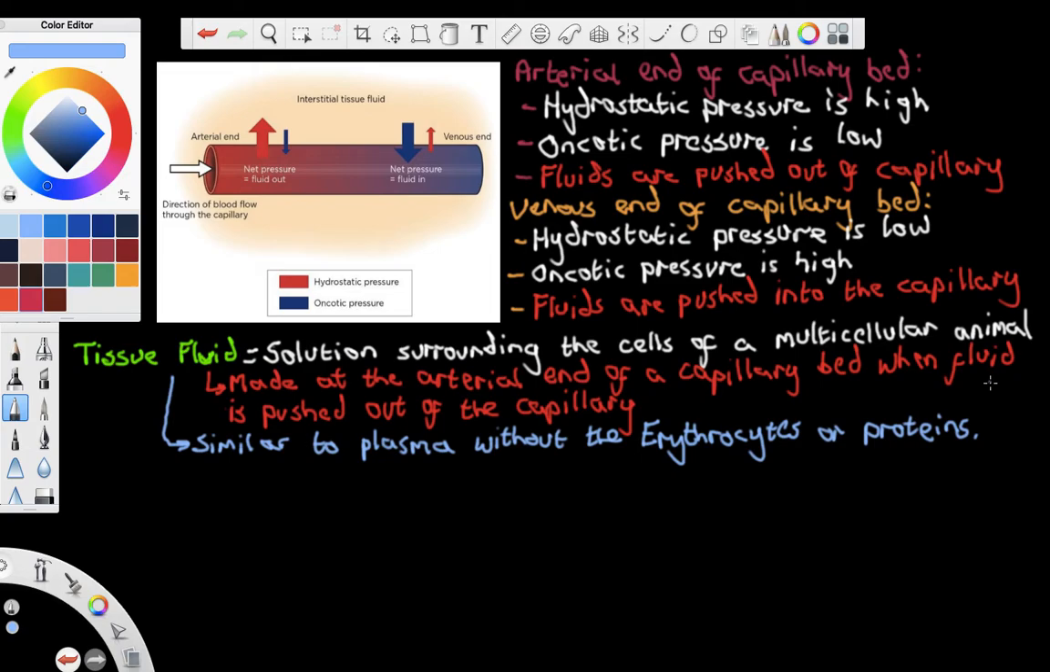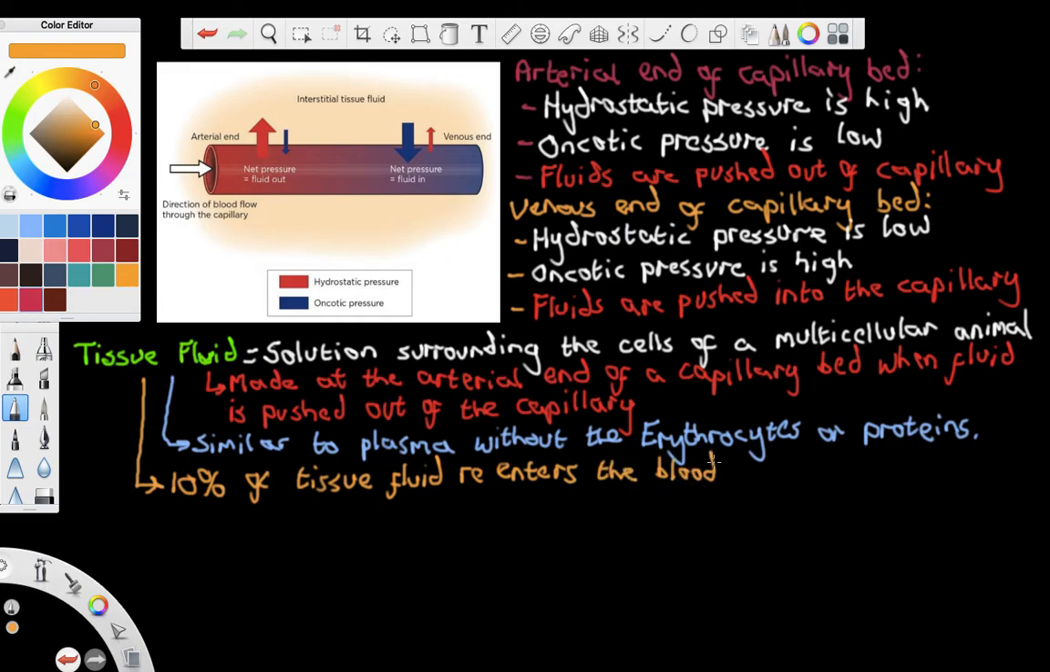Now, a lot of this fluid returns back to the capillary. So at the venous end of the capillary, when oncotic pressure is high, most of this fluid returns back to the capillary. So 10% of this tissue fluid re-enters the blood at the venous end of the capillary bed.